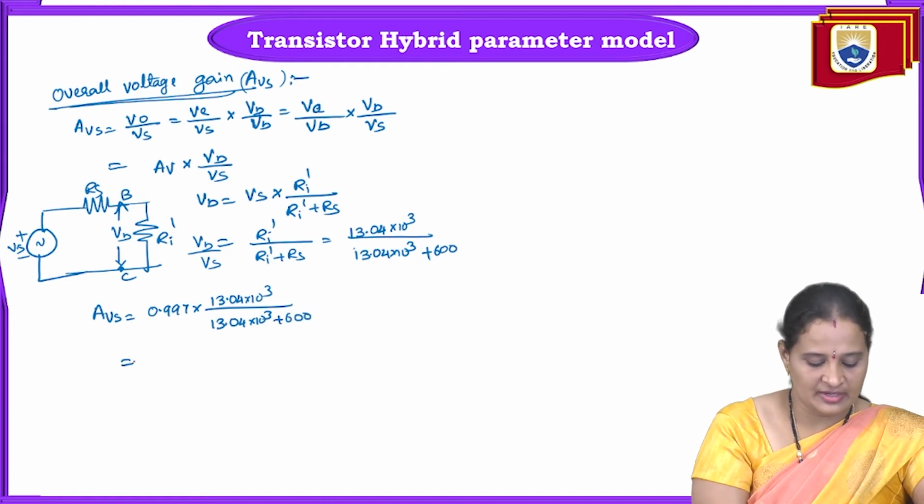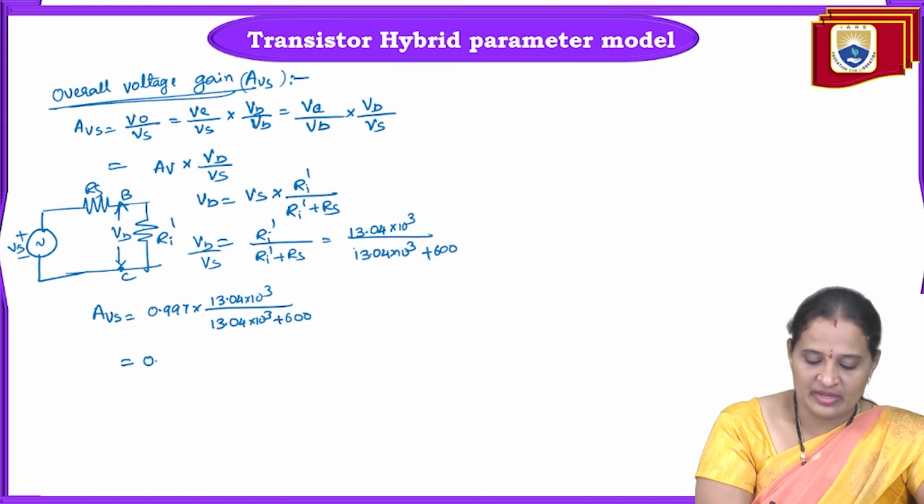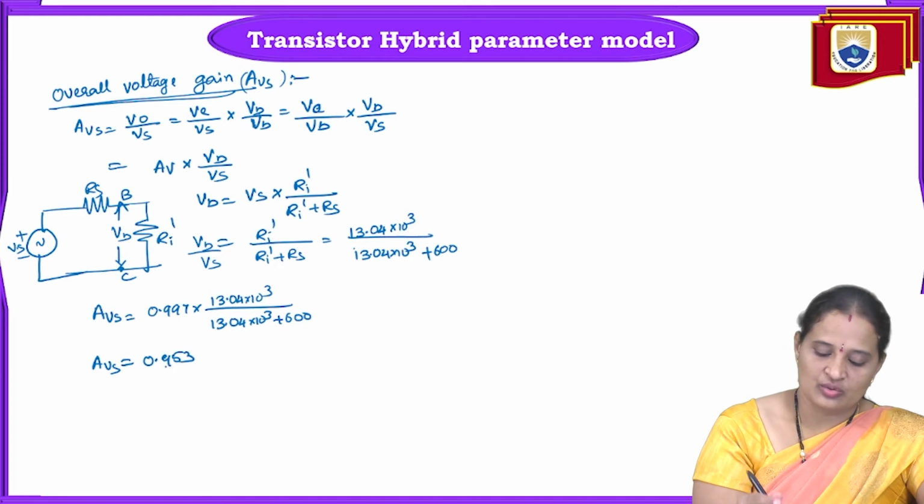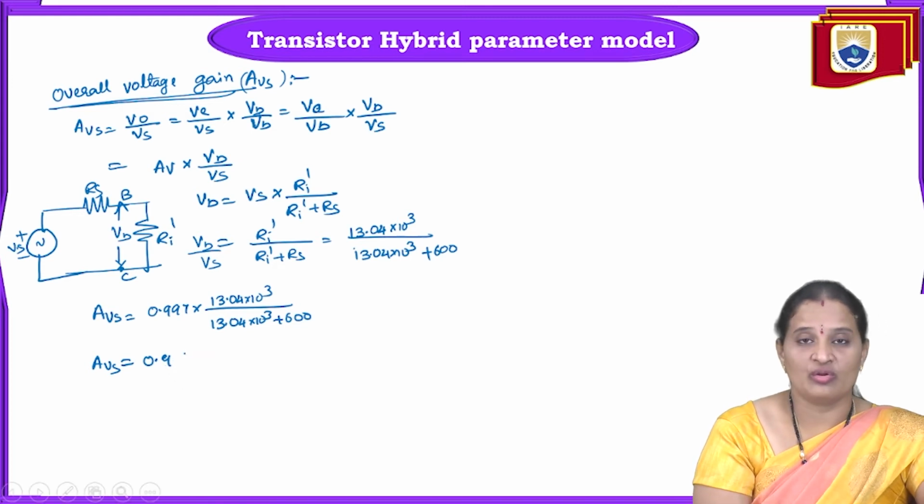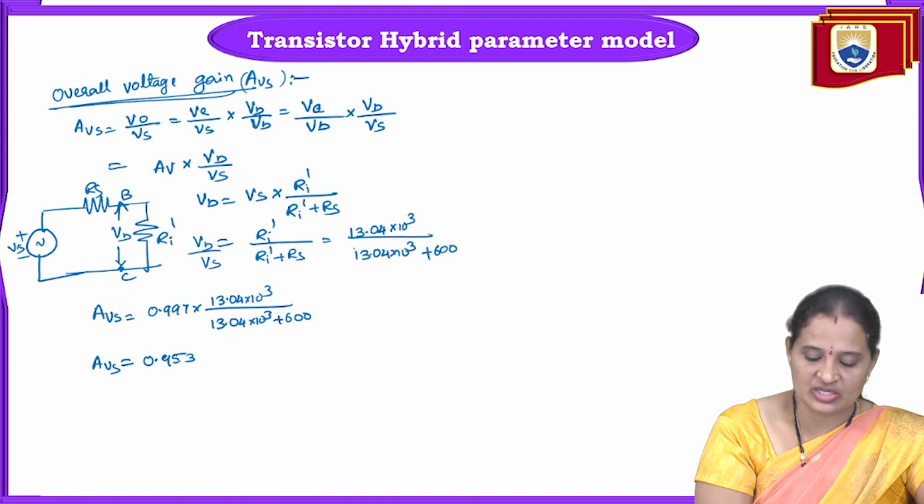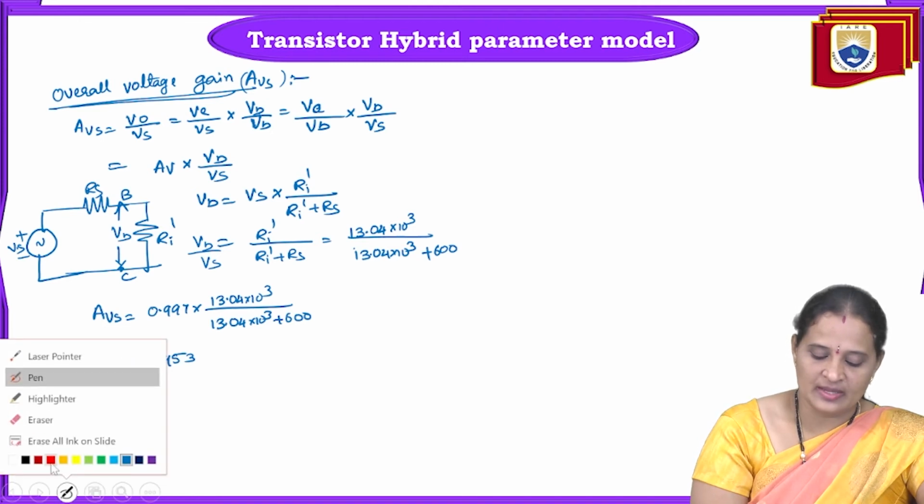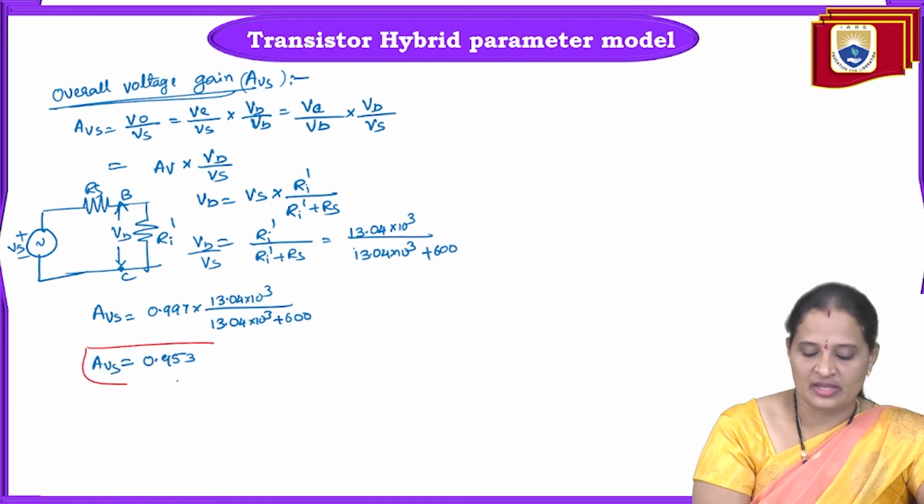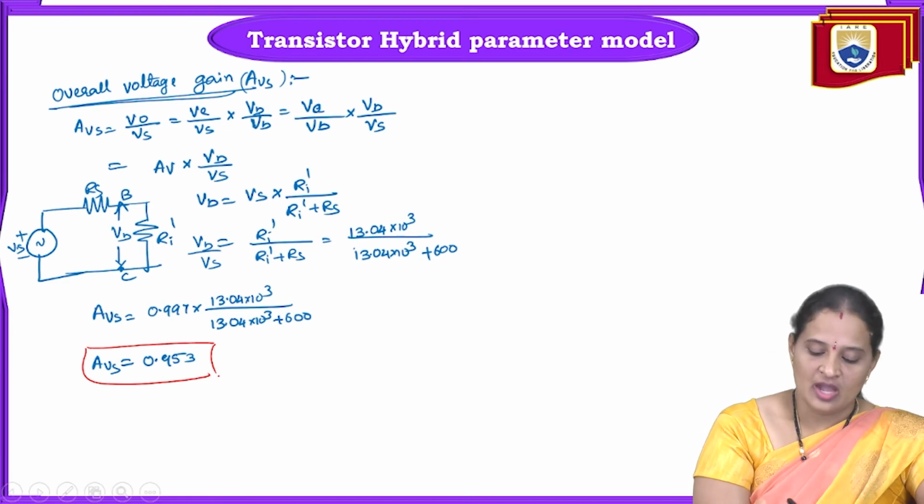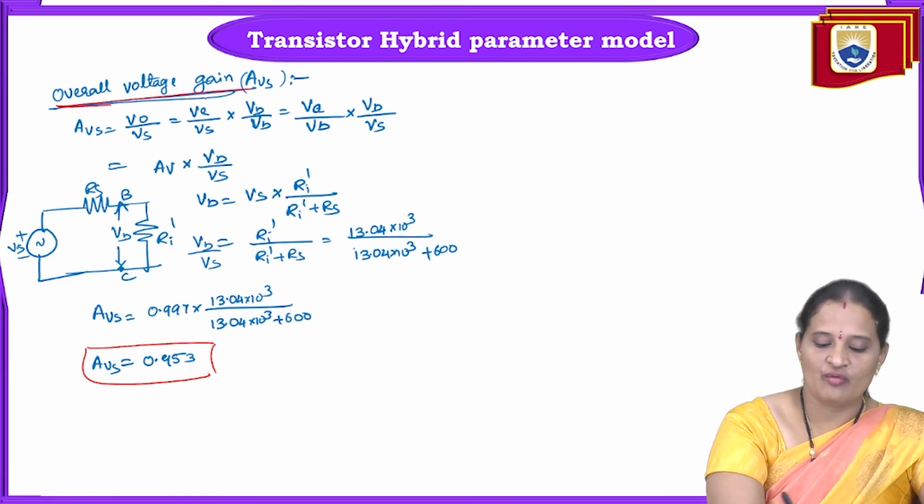So if you calculate this AVS value, you will be getting this value as 0.953. So this is the AVS value. Here even the overall voltage gain is almost equal to 1. So that is the calculation of overall voltage gain. Now let us consider the overall current gain.